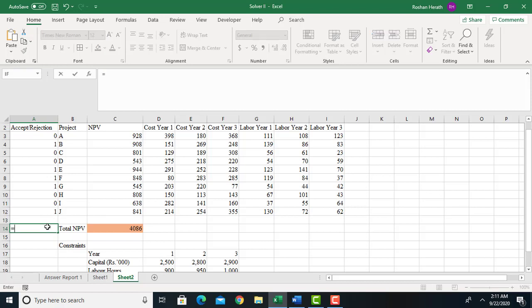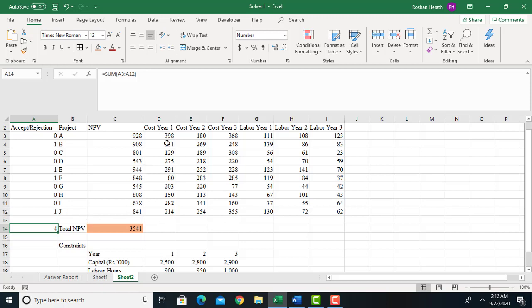So if I simply take the summation, it would give me how many projects I have accepted. At the moment, it shows that I'm ready to accept 5 projects. Or since the question says 4 projects, I might simply keep it to 4. It doesn't matter. Even if it is 5, once we run the solver, it will come to 4. But I have just randomly selected 4 projects and it is number 4.